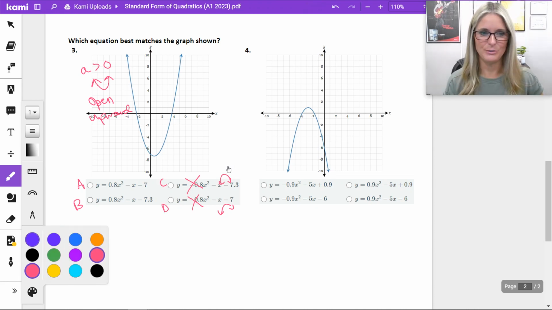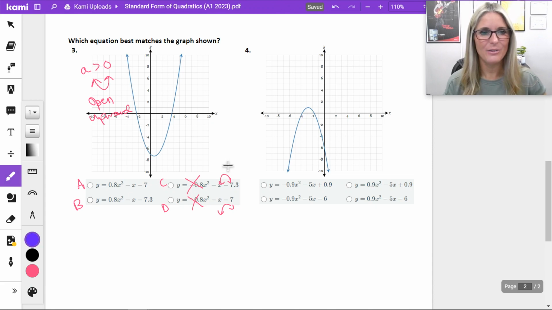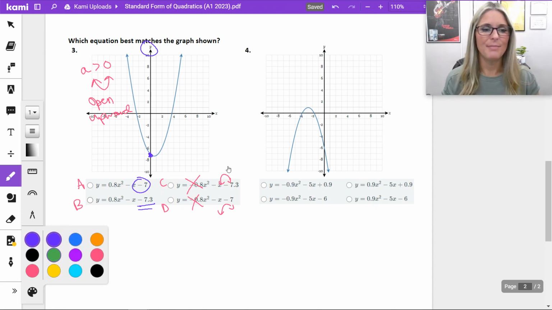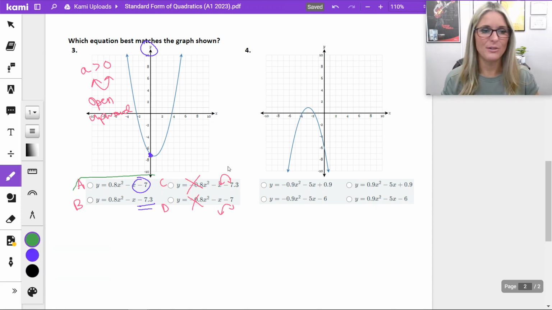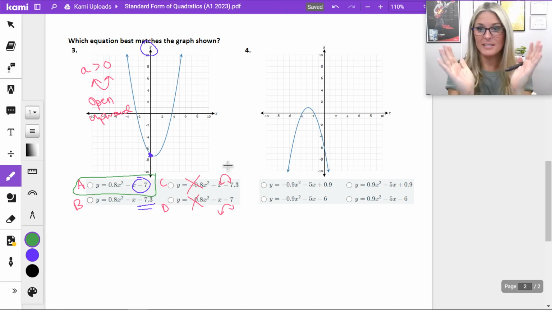A and B are still leading in the race over here. What other information do we know? I know on my y-axis, it is crossing at about -7. I'm going to just double check. Nope, it looks like it's crossing right at -7. There are some on Delta Math that are a little close because notice our other answer choice is -7.3. But usually they're very obvious there. So this top left answer choice is our best answer. Just knowing our A value is positive, so it's opening upward, and identifying our y-intercept, which is always our constant in that standard form.